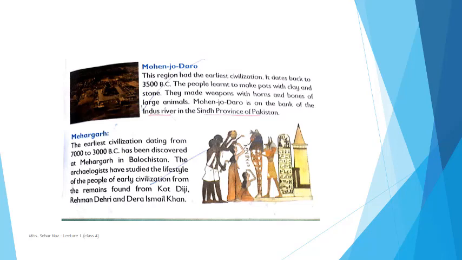Now we will talk about the archaeologists. Who are archaeologists, students? Archaeologists are basically scientists who examine and research the remains of buildings, old tools, weapons, pots and other objects of the past. Here the archaeologists find the remains of different kinds of things from Kot Diji, Rehman Dheri and Dera Ismail Khan.